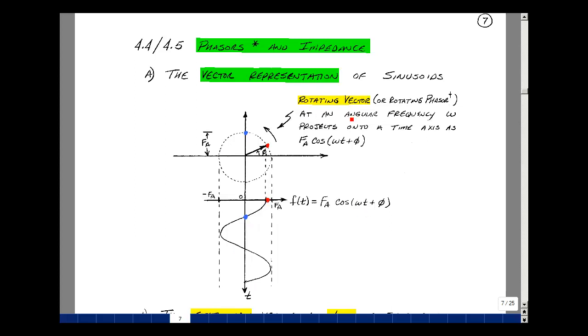This rotating vector was proposed by Charles Steinmetz in 1893. He's sometimes called the father of electrical engineering. He basically figured out a way to explain AC circuits. It was later coined as the phase vector, or just simply the phasor. Now at t equals 0, this vector is stationary, and we call that the phasor. It has a length of f of a and has an angle of phi.